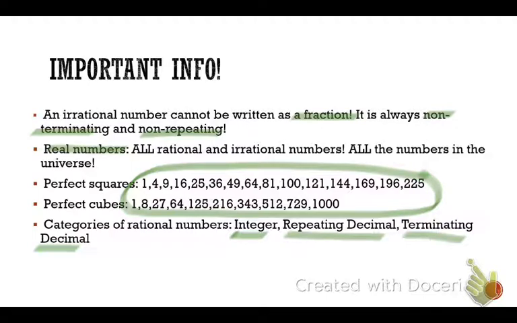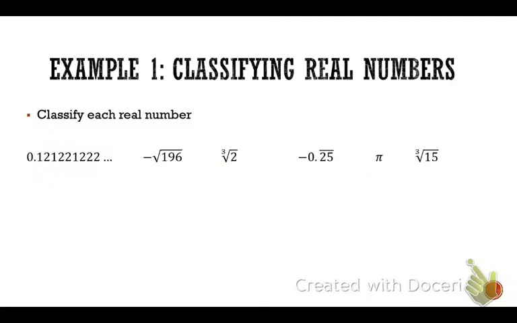So in example 1, we're going to classify. Does it say classify rational numbers? It says classify real numbers. What does that mean? Is it rational or irrational? If it's rational, you have to tell me what kind of rational. Is it an integer, a terminating decimal, a repeating decimal? What is it? Okay, so let's look at this first number.